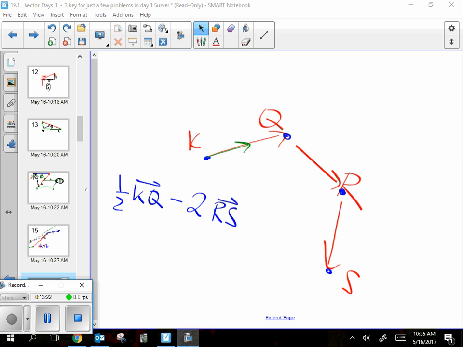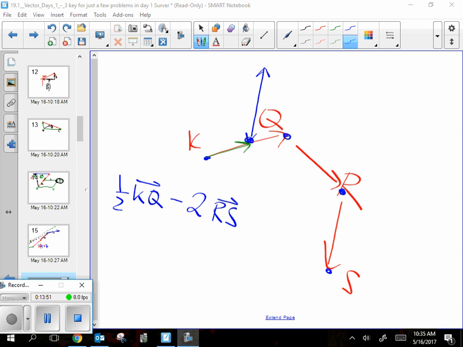There's my 1/2 KQ. And then minus 2 RS's. All right, so here's RS. I'll do it in blue. And if I just wanted to do plus an RS, I'd go like that. But since I'm doing minus an RS, I've got to go the other way. So I'm going to go like this, but then change the head to be on the other end. Okay, what I'm saying? Now that would be 1/2 KQ minus just 1 RS.